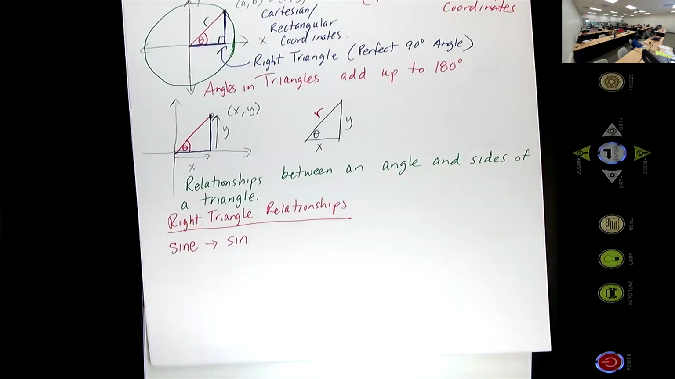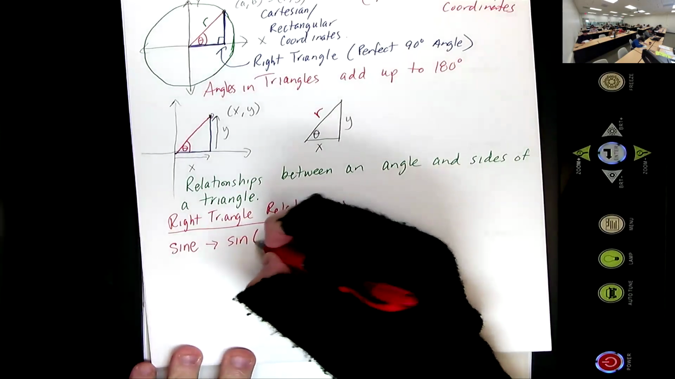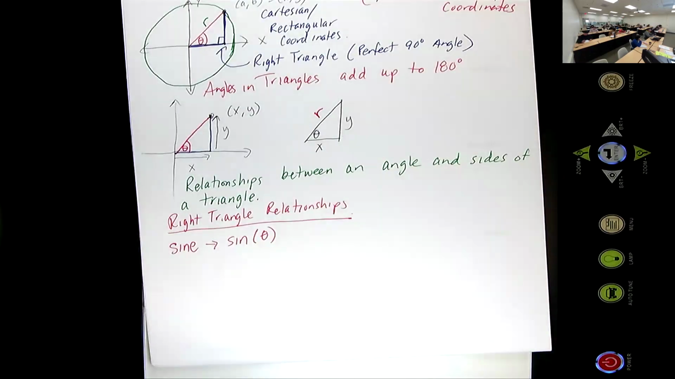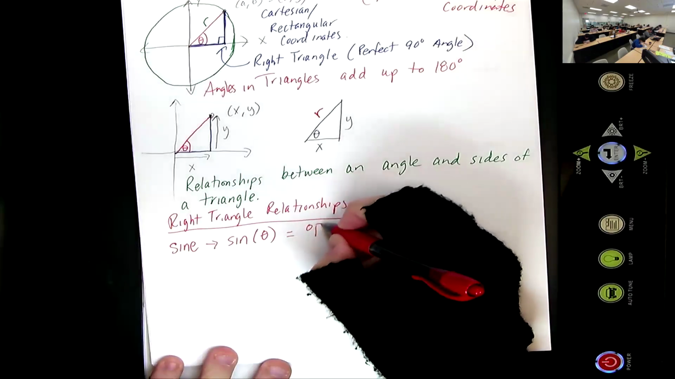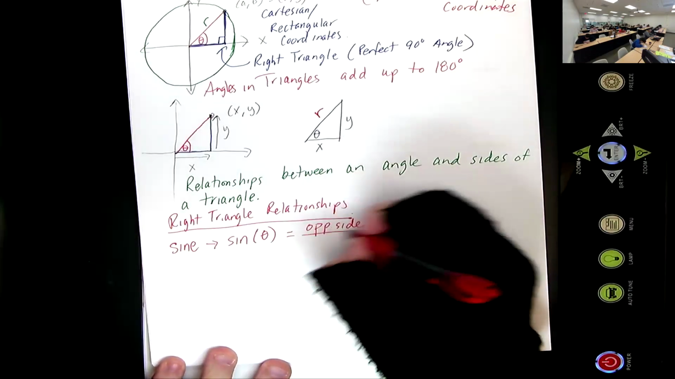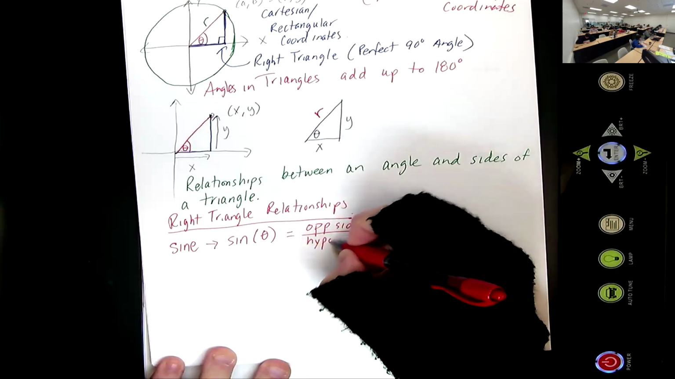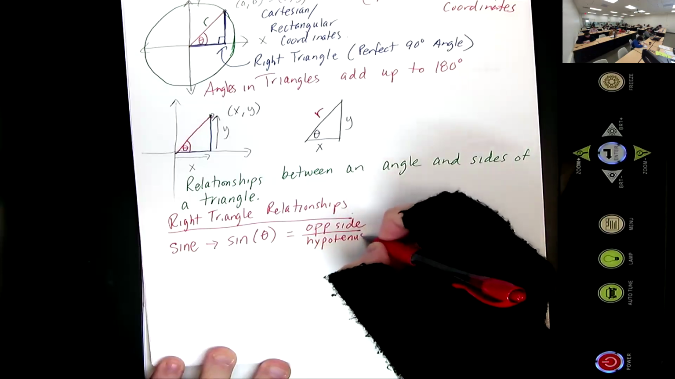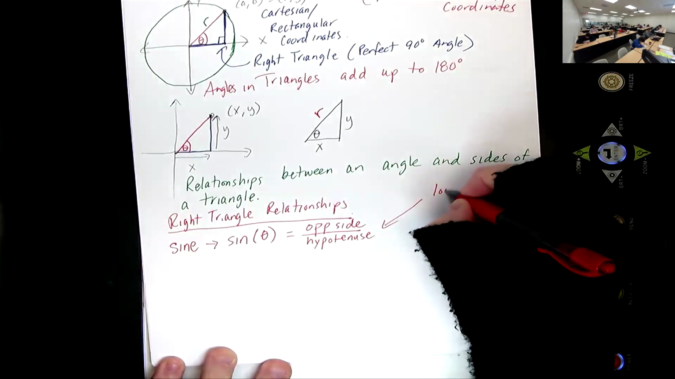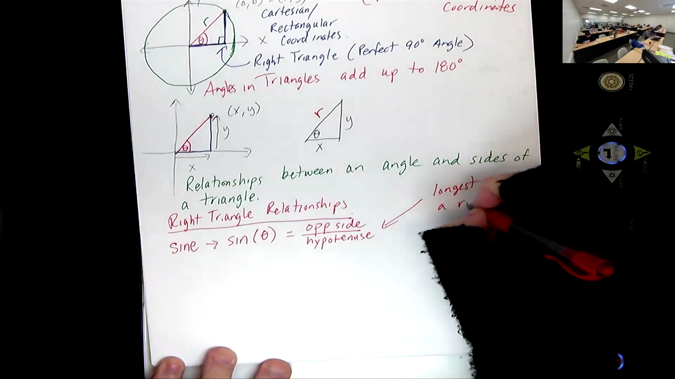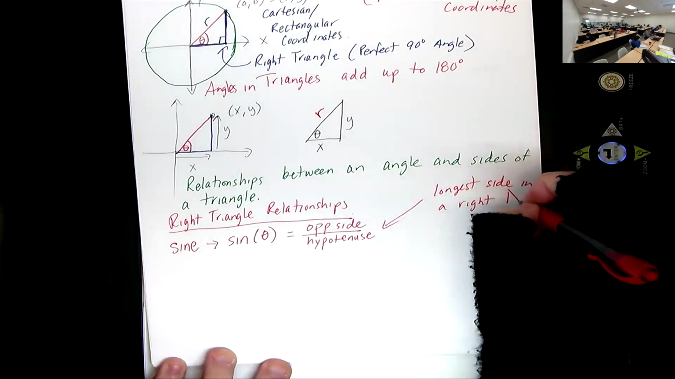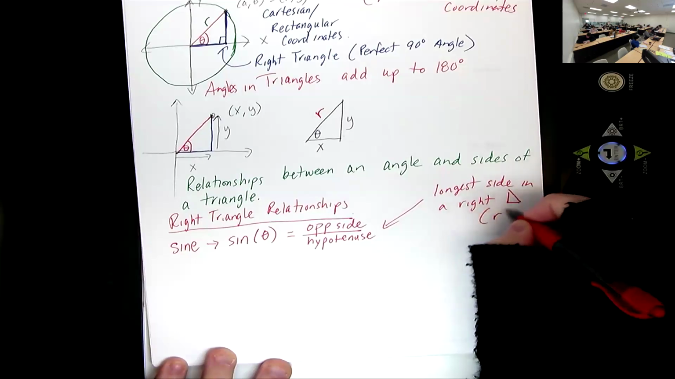We chopped off one letter to shorten it, because we're clever people, as mathematicians are. So we'll say sine of theta. Sine of theta is going to equal the opposite side over the hypotenuse. The hypotenuse is the longest side of a right triangle. And for us, that's the R.